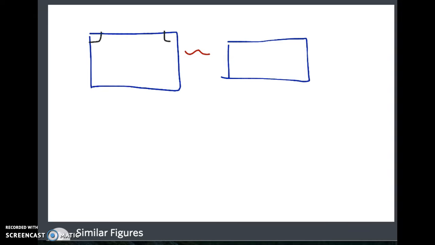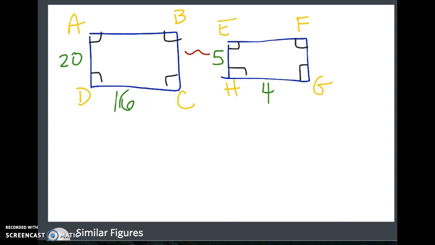Now, if these are rectangles, first thing that we know is all the angles are 90 degrees. So all the angles are equal, so all the corresponding angles are already equal. I'm going to put some side lengths on here. Okay, so I just put some side measurements. Now I'm going to take the corresponding sides, the sides that match up. So AD corresponds to EH. I'm going to take that and write their side lengths as a ratio. So I'm going to put 20 over 5. Those are the sides that match up.